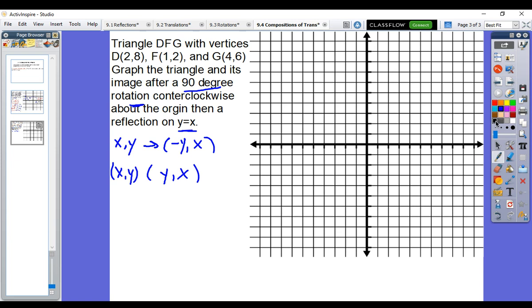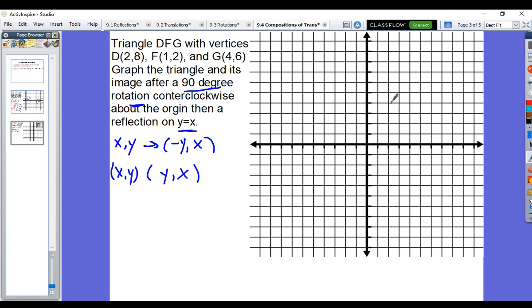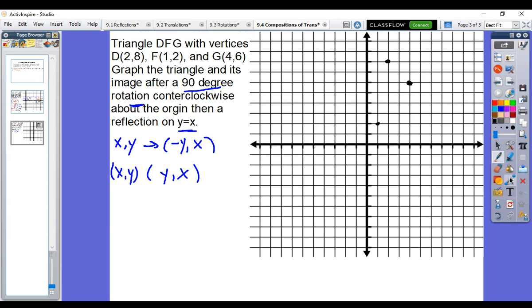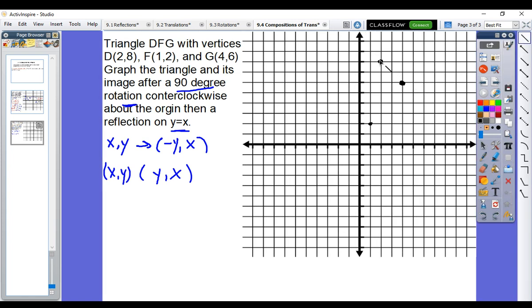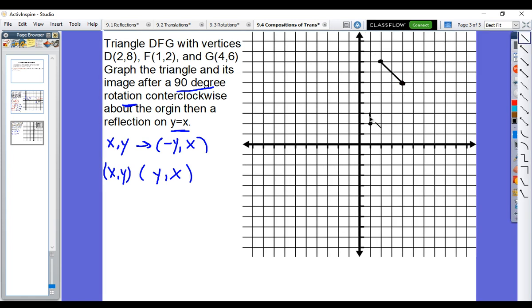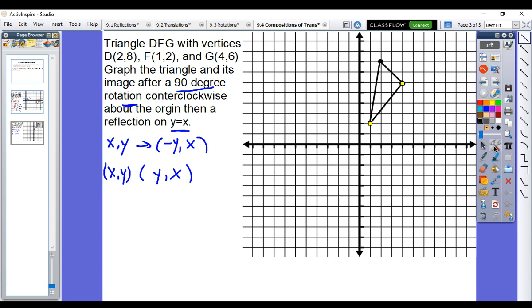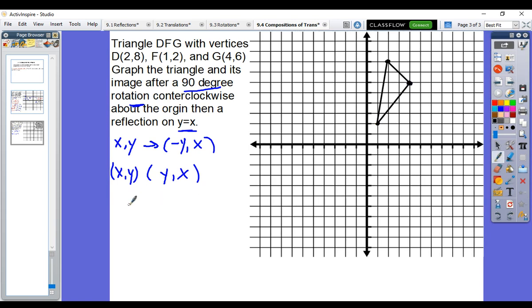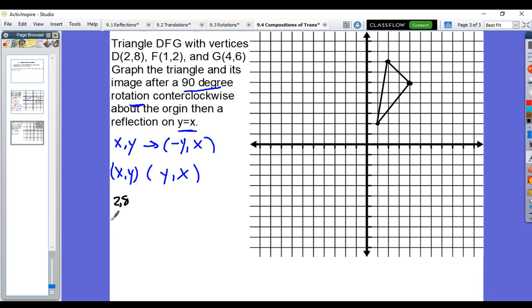So let's start with our original one. Our original one is at 2, 8, and 1, 2, and 4, 6. A little bit higher. All right. Let's connect those to see what it looks like. All right, so that's what we got. So we take our original coordinates, our D as 2, 8, F as 1, 2, and G as 4, 6.